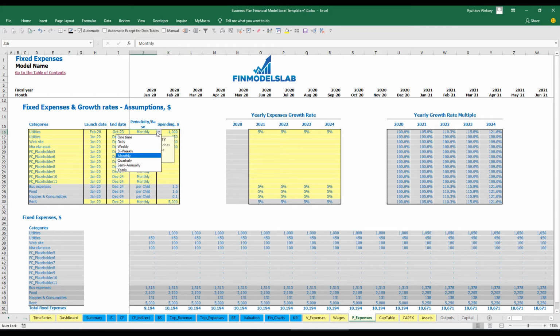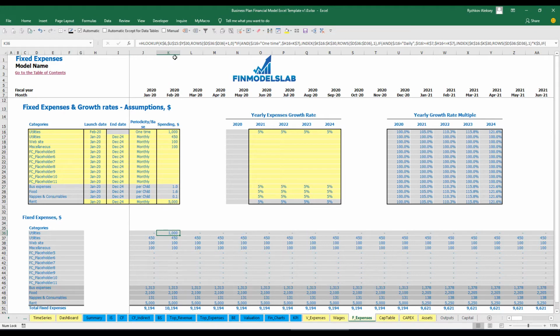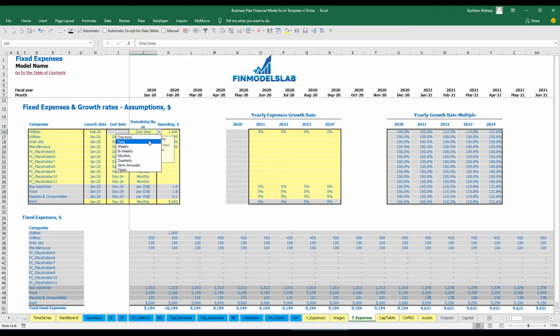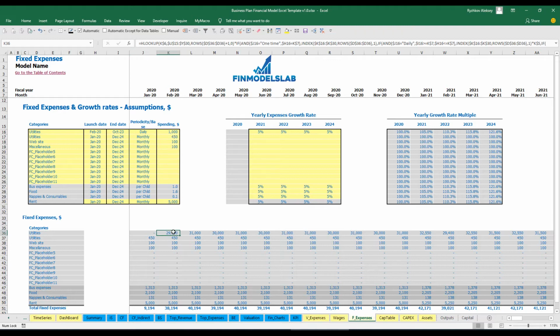In terms of periodicity, you're able to set up different periodicities. If you select one time, you'll see just one payment, February 20. Obviously, you don't need an end date in this case. If it will be daily, it will calculate based on the count of days in this period. For example, in February 20, you have 29 days, and you have 29 thousandths. In March, you have 31 days, 31 thousandths, etc.